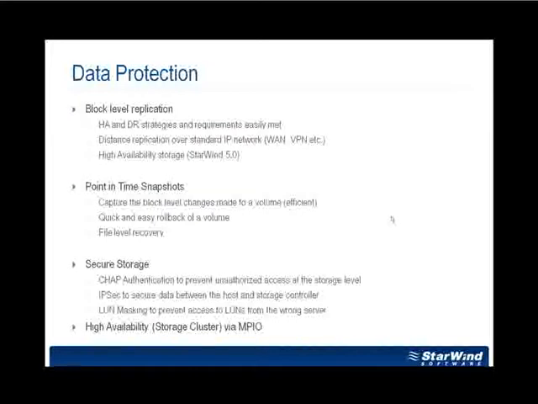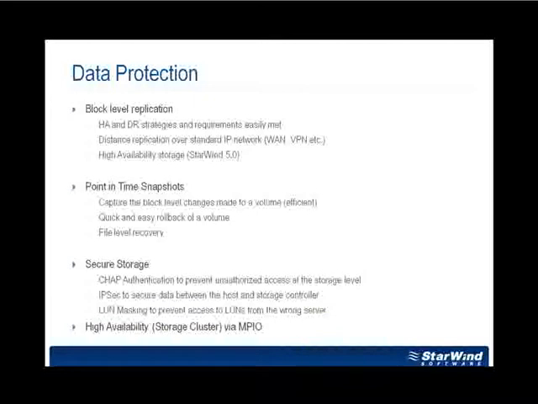So, the other thing we talked about when we talk about SAN implementations are the block level replication or the data protection strategies. One of which is obviously block level replication. This is for both HA, as we're going to see today, and DR strategies. These are all requirements that are easily met using iSCSI. Things like distance replication over an IP network, a WAN, or a VPN. So if you've got a requirement to replicate your data to an off-site location, rather than try and do that at the application layer, you can do it at the volume layer or at the block layer with SAN technology. And then obviously high availability storage with StarWind 5.0, which we're going to take a look at today.